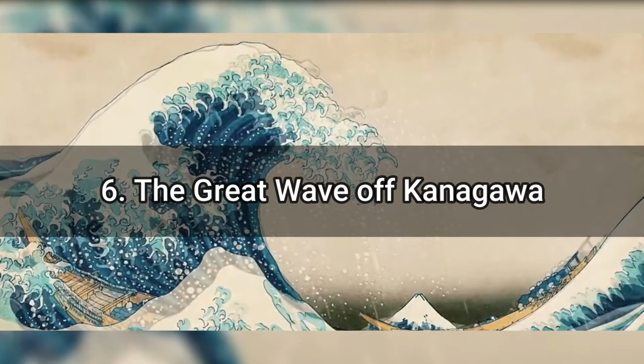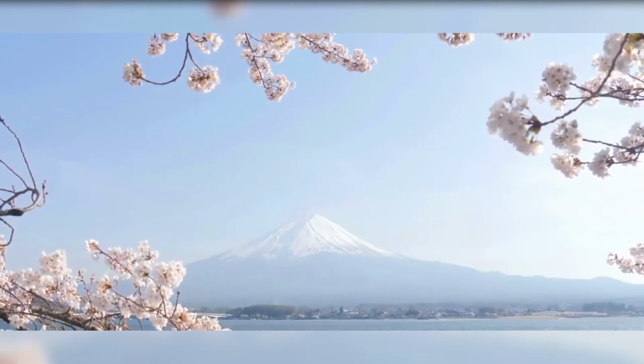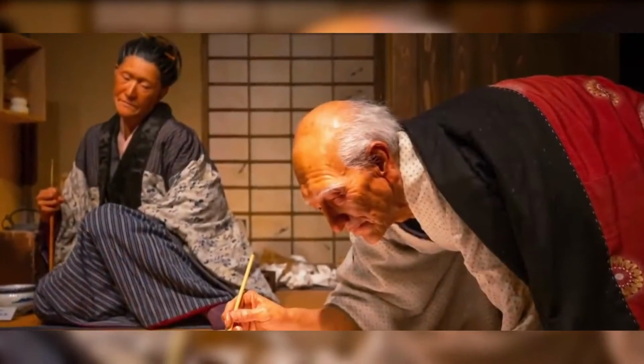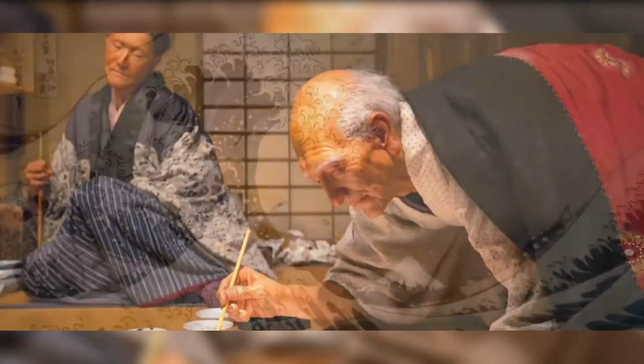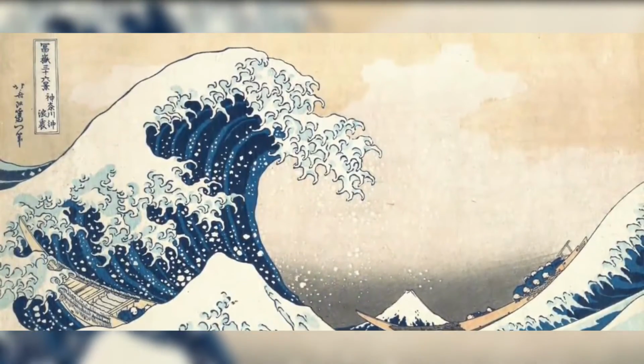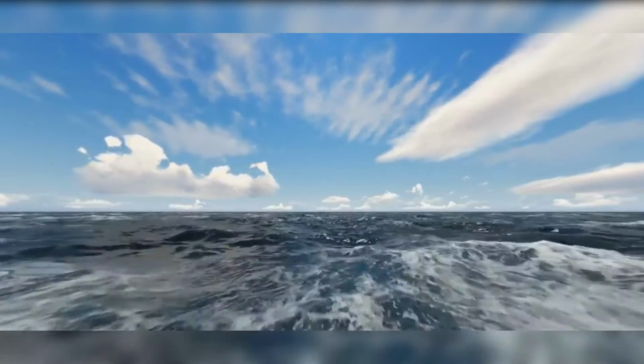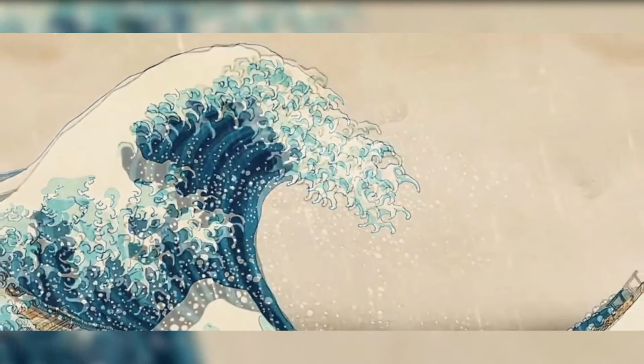Number 6. The Great Wave off Kanagawa. Hokusai used a woodblock print technique to create the most renowned artwork to come out of Japan, the Great Wave off Kanagawa, probably between 1829 and 1833. The spectacular picture has a gigantic wave threatening to swallow 3 fishing boats.